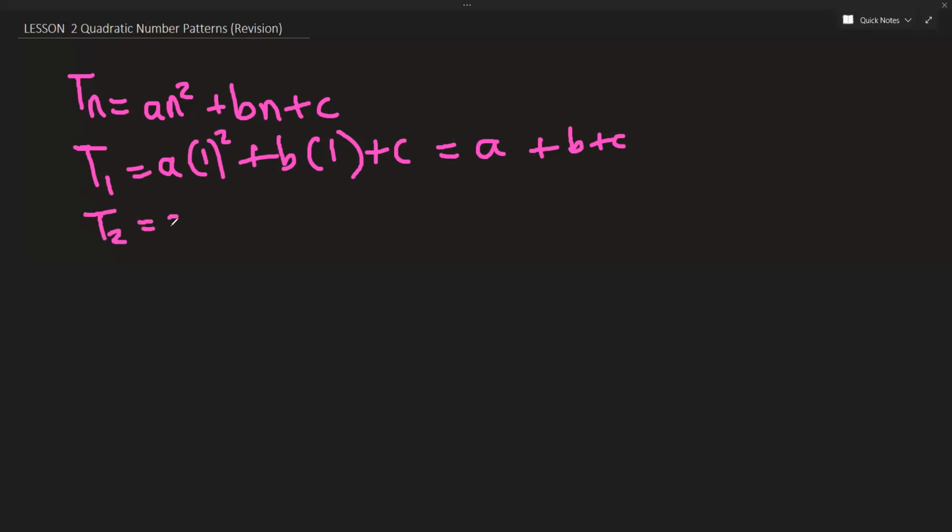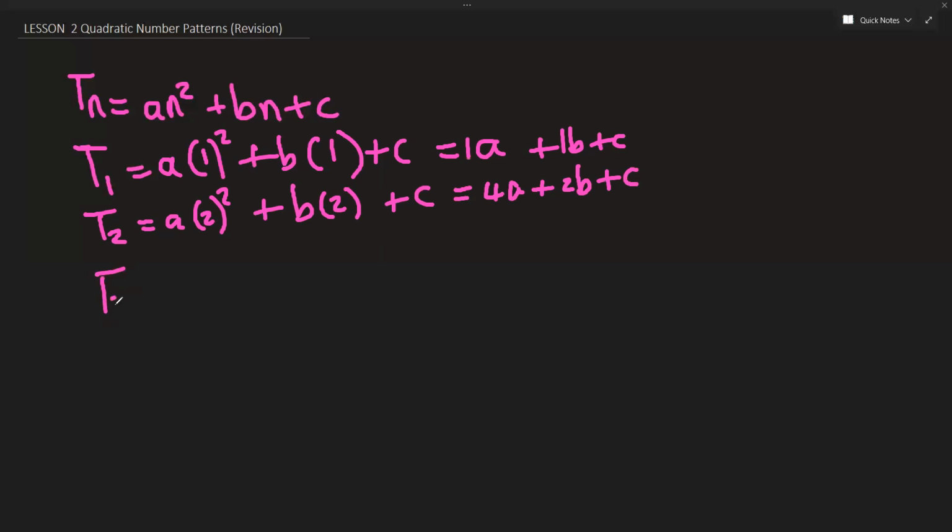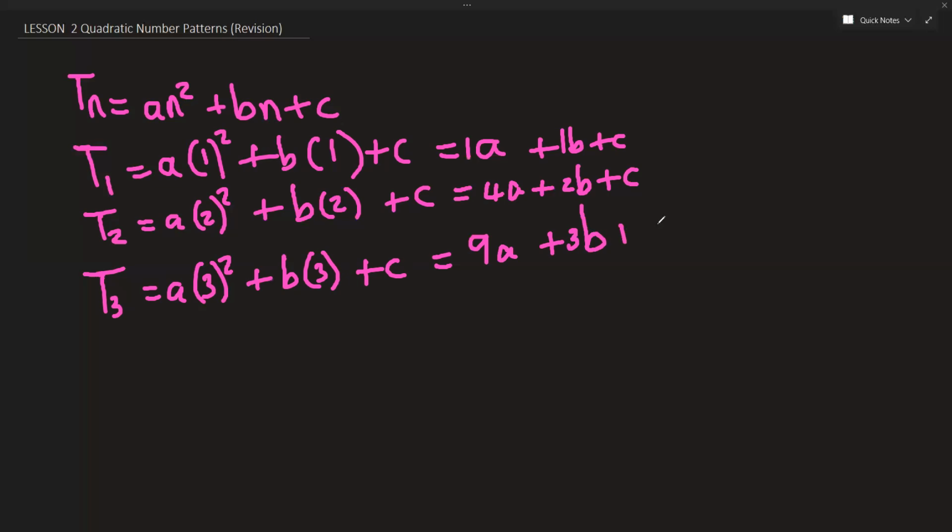Similarly, for term 2, I'm going to put 2 where the n was. This gives me 4 times a, which is 4a, plus 2b plus c. Term 3 with the same method: a times 3 squared plus b times 3 plus c. This becomes 9a, because 3 squared is 9, times a is 9a, plus b times 3 is 3b, plus c.